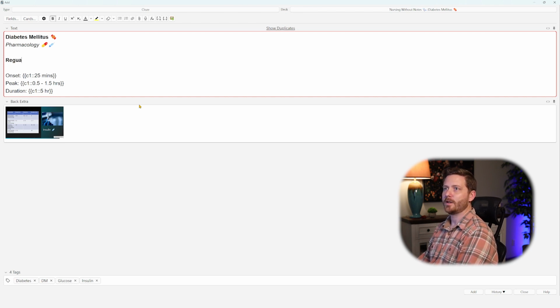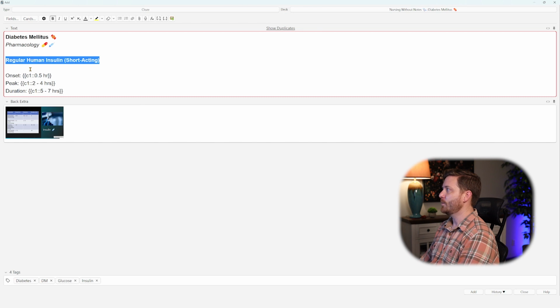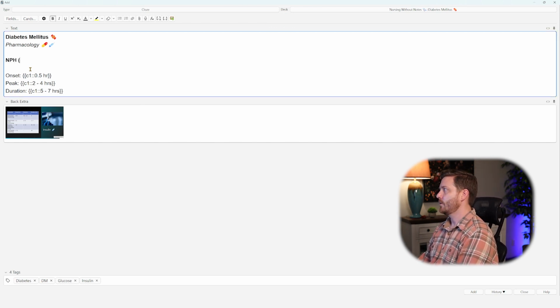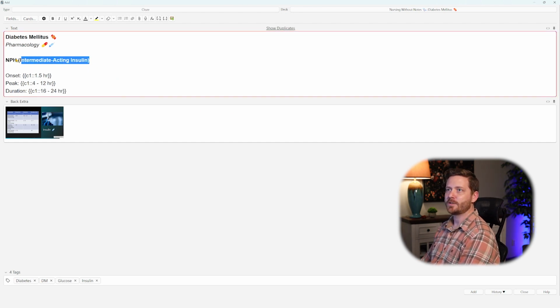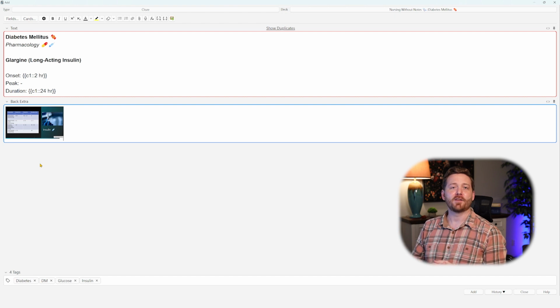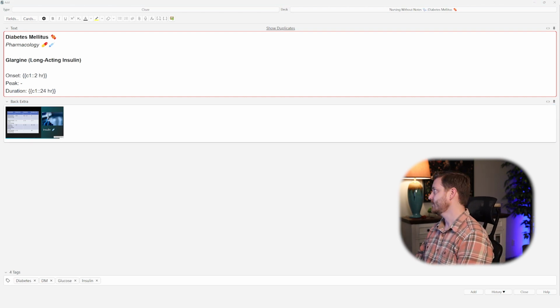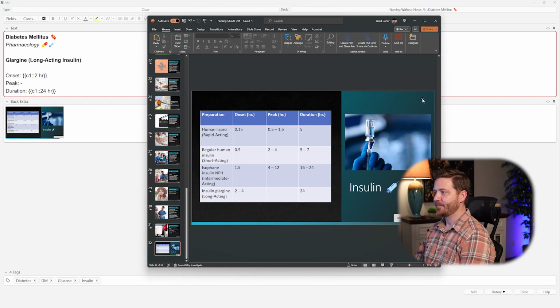Now we'll do our regular insulin. Now moving on to our NPH, or our intermediate. And last but not least, we've got glargine, which is our long-acting. Now that's one way of adding in all those insulin times as closed deletion cards. Now let me show you how you can make those same cards using the image occlusion tool and the chart. So let me pull it over here and I'll show you.